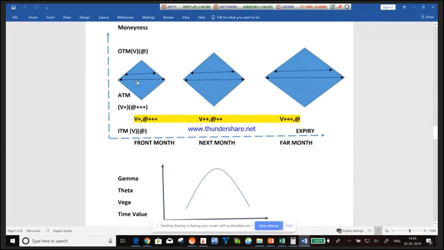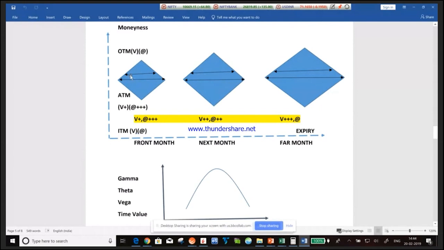That's why I have written here in this case the volatility impact is plus, only one plus, just a symbolic representation. Which means there is a positive impact of volatility, a certain number. But when you go to the next month, the impact is higher. That's why two pluses. And when you go to the far month, the impact is still further higher. Yes, Sony. Having a higher value of Vega will always help the option buyer.